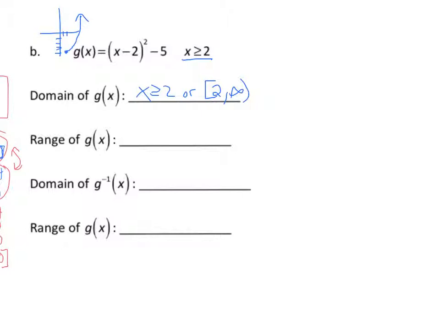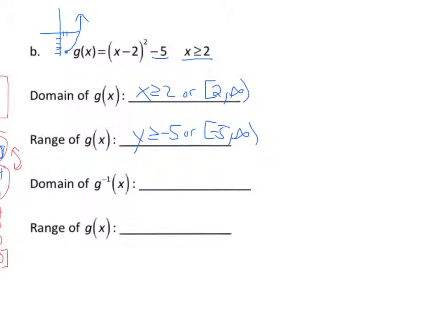The range of this function is all possible y values. If I plug in my lowest x value of 2, that gives me the lowest y value, which would be negative 5. So the range is y is greater than or equal to negative 5, or negative 5 to infinity.